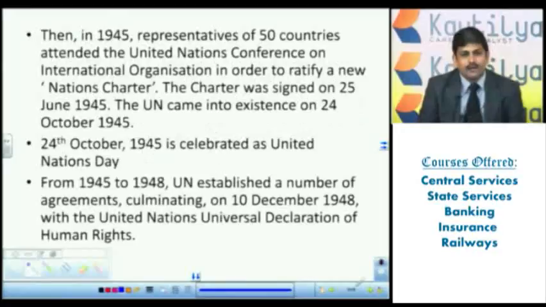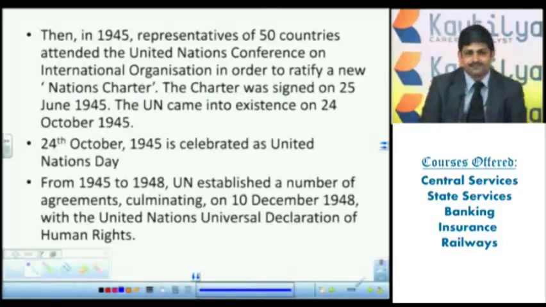Almost 50 countries attended the United Nations Conference on International Organization in order to ratify a new United Nations charter. The charter was signed on 25th June 1945. However, the United Nations came into existence on 24th October, as I said just now. The day is celebrated as United Nations Day.